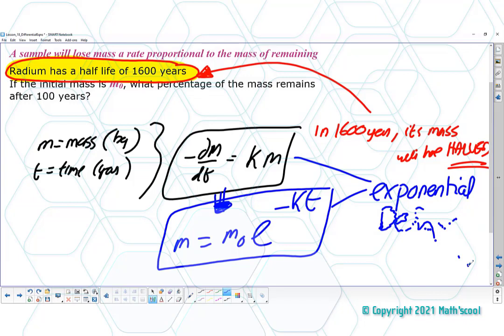In this question, you're never going to know what M naught is. They're never going to tell you what M naught is. But you do need to figure out what K is, and you use this piece of information to figure out what K is.